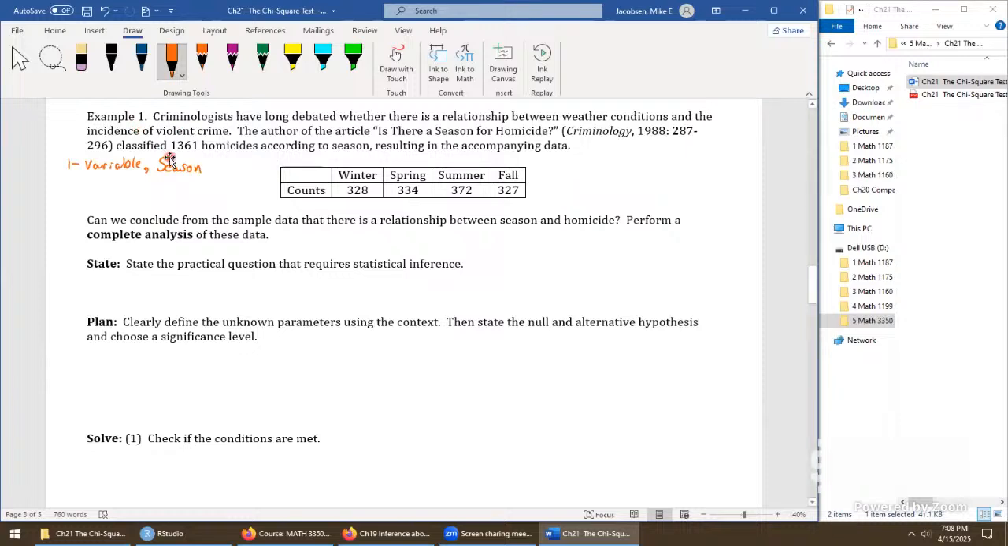There's 1,361 homicides that were categorized, probably for one particular year. Really old data, you can actually look up this document if you like. I think this is a particular area, and they took a random sample of homicides and just saw where they fell across the season. So season is the variable, and there are 4 outcomes. This tells us k is 4 in this problem when we go to run through it in the chi-squared procedure.